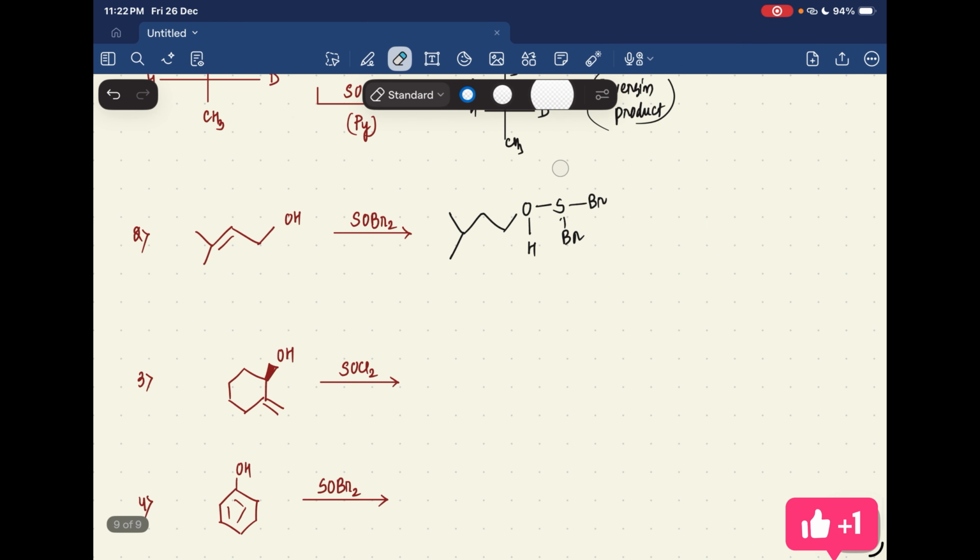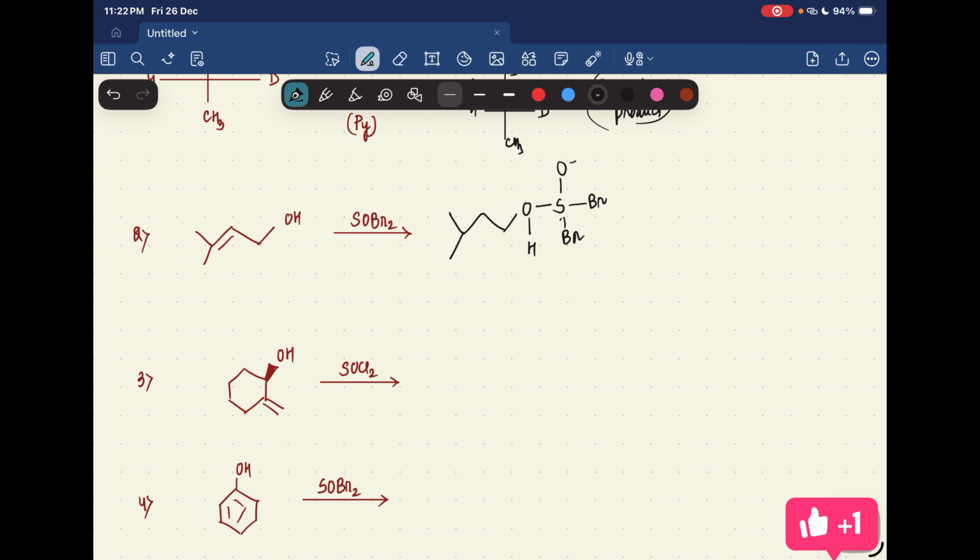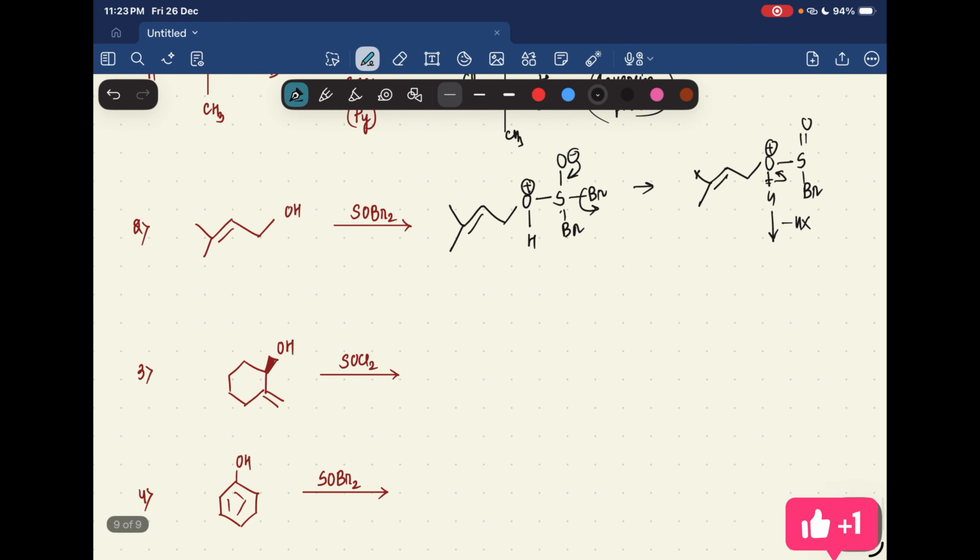So first what will happen here? This is O minus, so it will come like this, it will go like this, right? So what is the thing that will form? Double bond is also there, O, here it is a positive charge, here it is also a positive charge, here it is hydrogen, here it is S double bond O, here it is Br. Now what will happen? H plus will liberate, so H will be removed now.